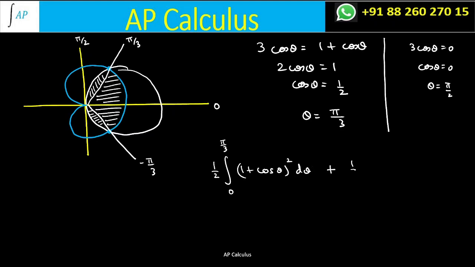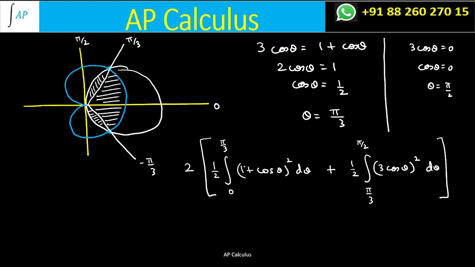Then we will again find the area from pi by 3 to pi by 2, and this is the circle over here, which is 3 cosine theta whole square. Now whatever answer you get, we will multiply the complete answer by 2. Why are we multiplying the complete answer by 2? Because this expression will give us the area only above the x-axis, but it is below the x-axis also, so we'll multiply it by 2. So the final expression will be this.